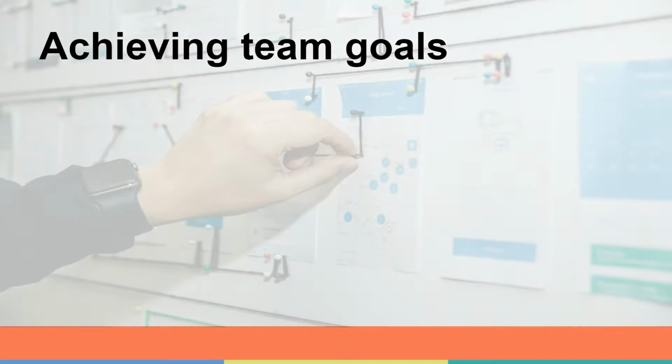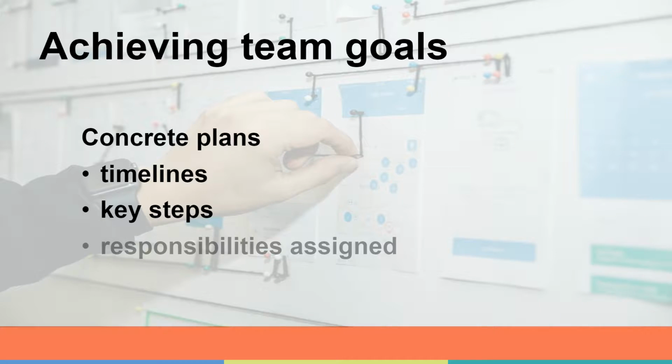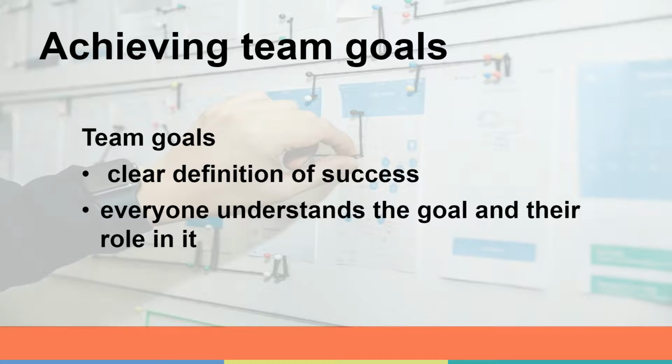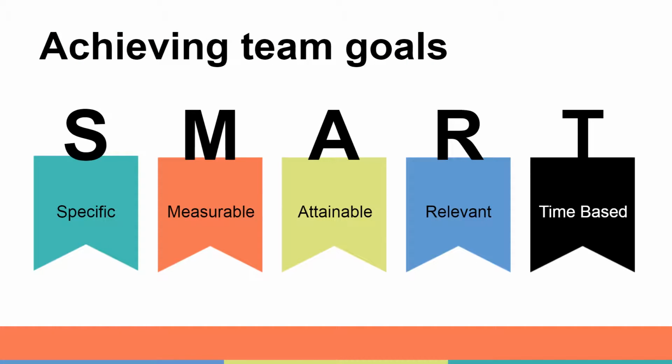Team goals are achieved when there are concrete plans with timelines and key steps determined, along with responsibilities for tasks assigned. Team goals have a clear definition of what success looks like, and everyone on your team understands the goal and their role in it. To help us think about this, we will learn about creating SMART goals.